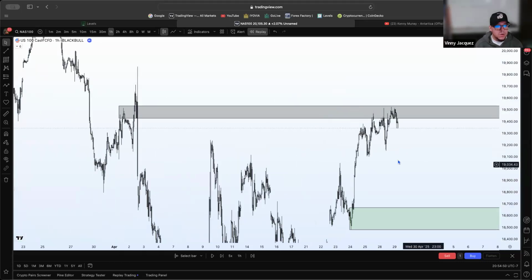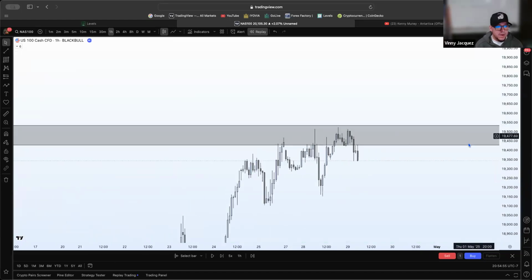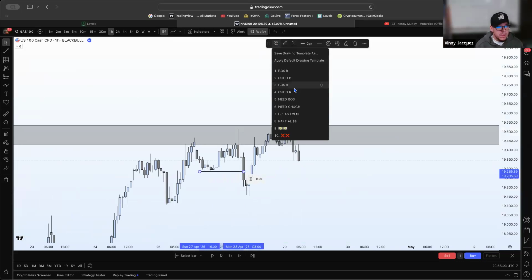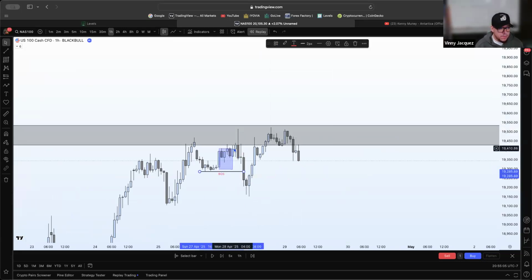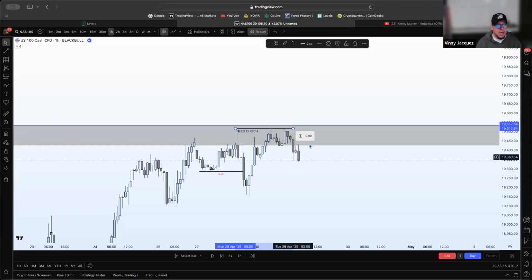Notice we're in that zone right now, right? That sell zone. Now we have very, very similar structure to buy still. Notice how we have BOS to the downside. And well, it looks like we're waiting for the change of character still. Need change of character.